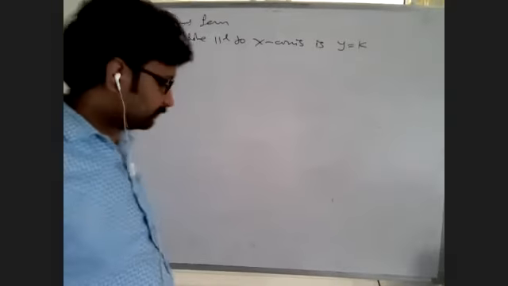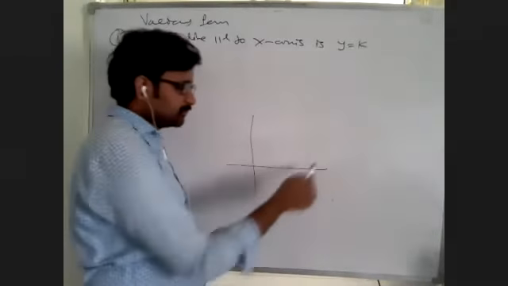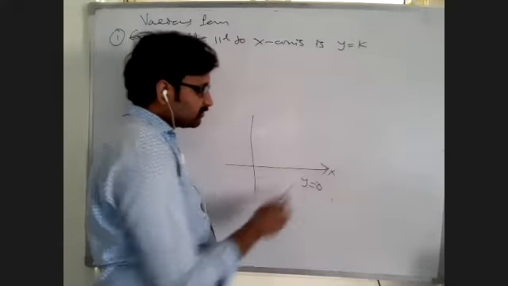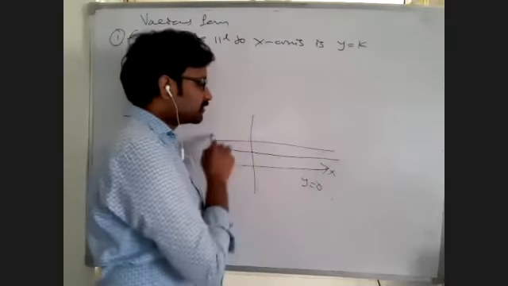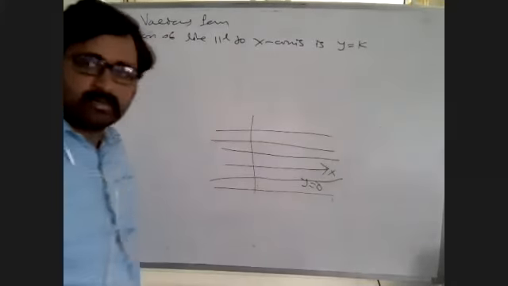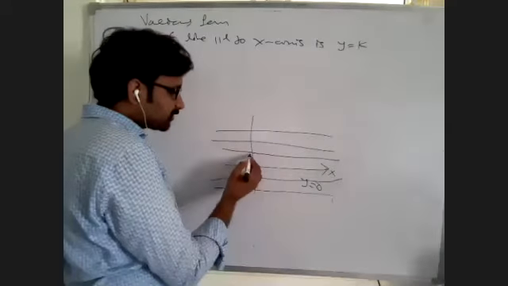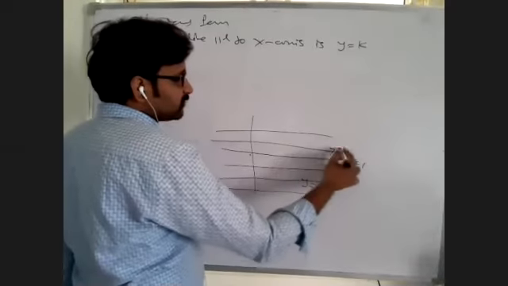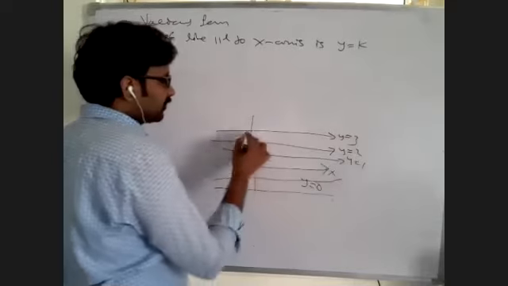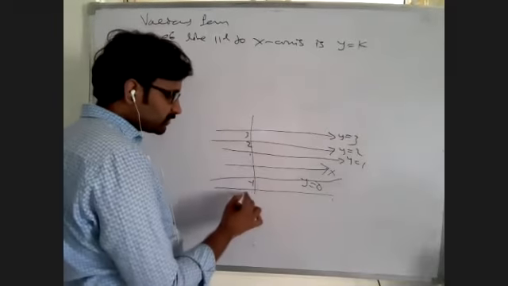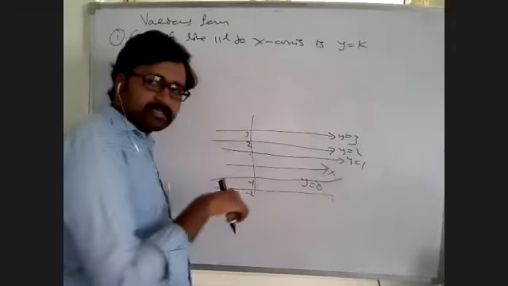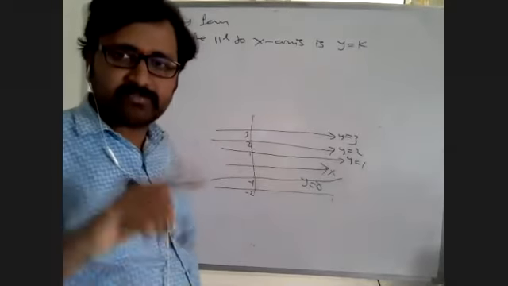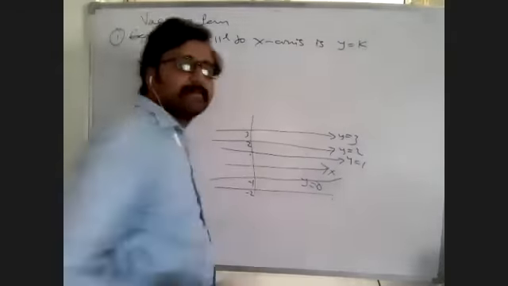Why? Because this is the x-axis. The x-axis equation is always what? Y equal to 0. Parallel to x-axis means these all are parallel to x-axis. This one is parallel to x-axis passing through 1 on the y-axis, so y equal to 1. This is y equal to 2. This is y equal to 3. And this is y equal to minus 1. This is y equal to minus 2. Like this, for any line parallel to x-axis, the equation will be in terms of y equal to something. That something is nothing but k.